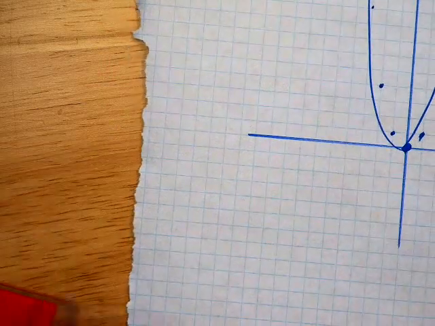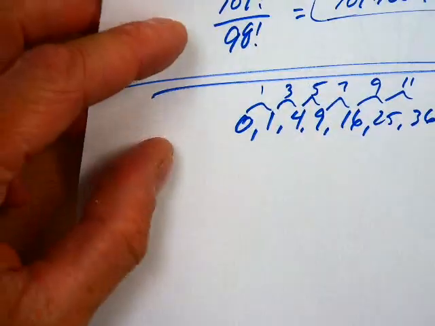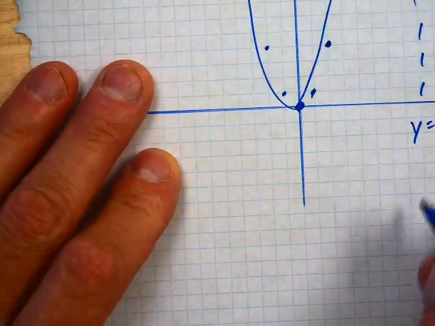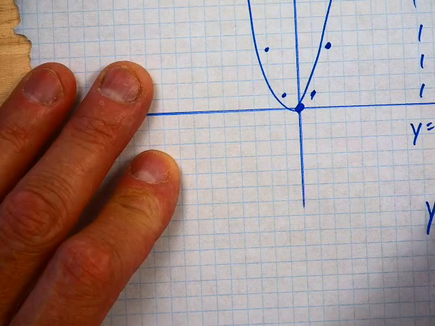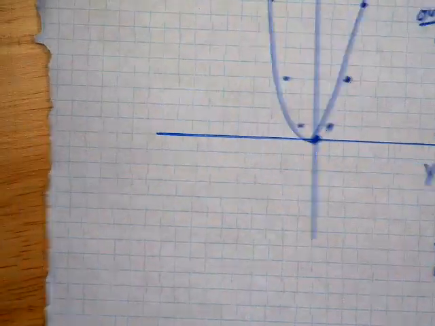Okay? But what if, instead of doing squares, I would double all of them. So let's say instead I was doing y equals 2x squared. Well, let's graph this down here as well.